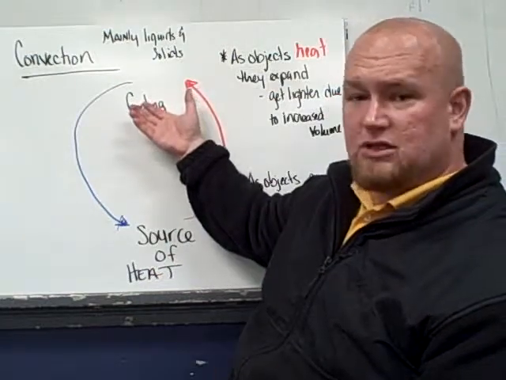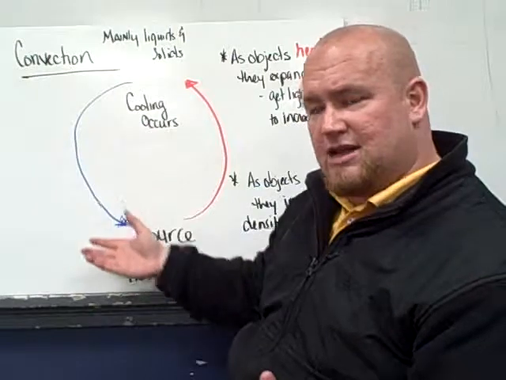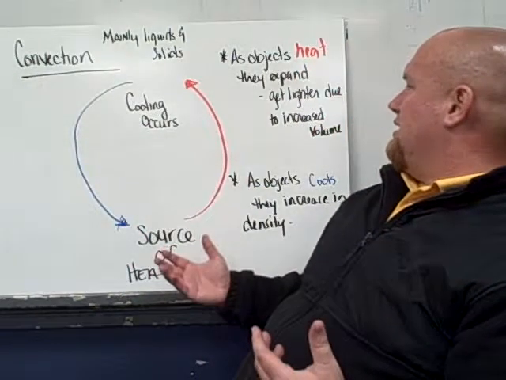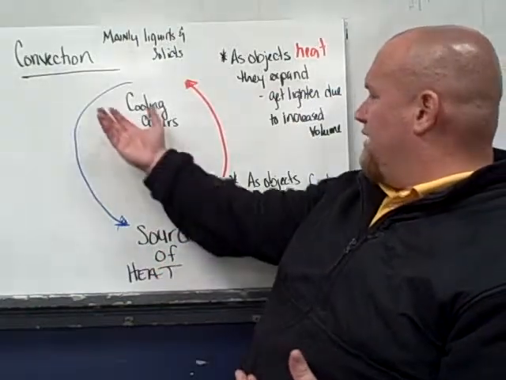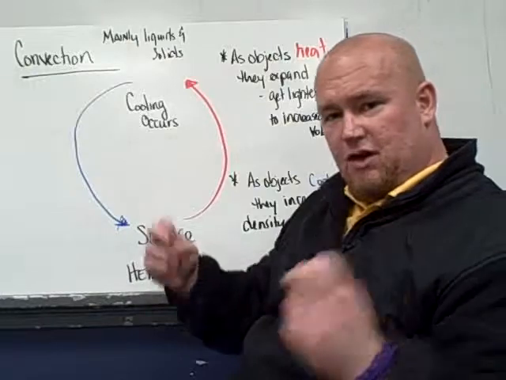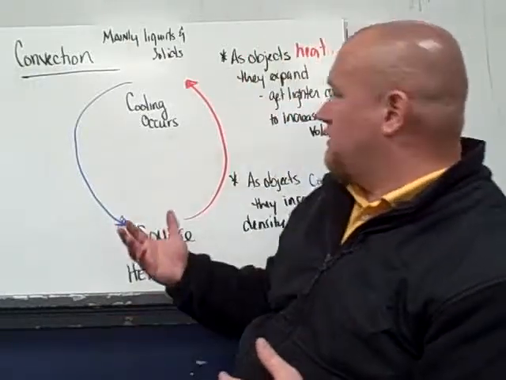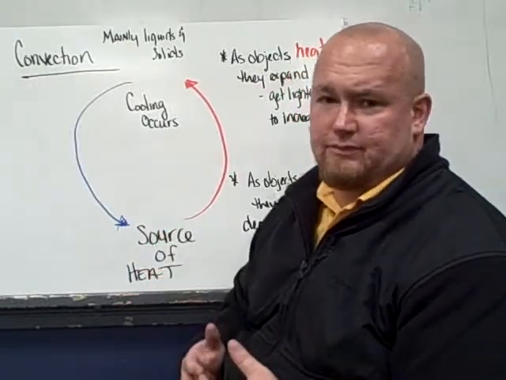Well, as it rises, cooling occurs, and as it cools, it sinks back down to be heated again. Okay? As objects heat, they expand and get lighter due to an increase in volume, and then as objects cool down, their density increases, making them heavier. Convection usually happens in a cycle, similar to this, whether it's liquid or whether it's a gas.